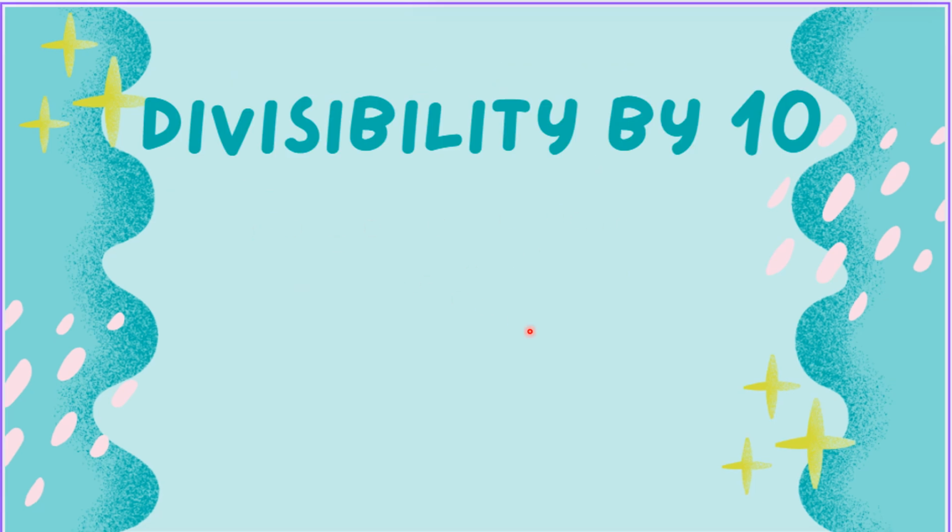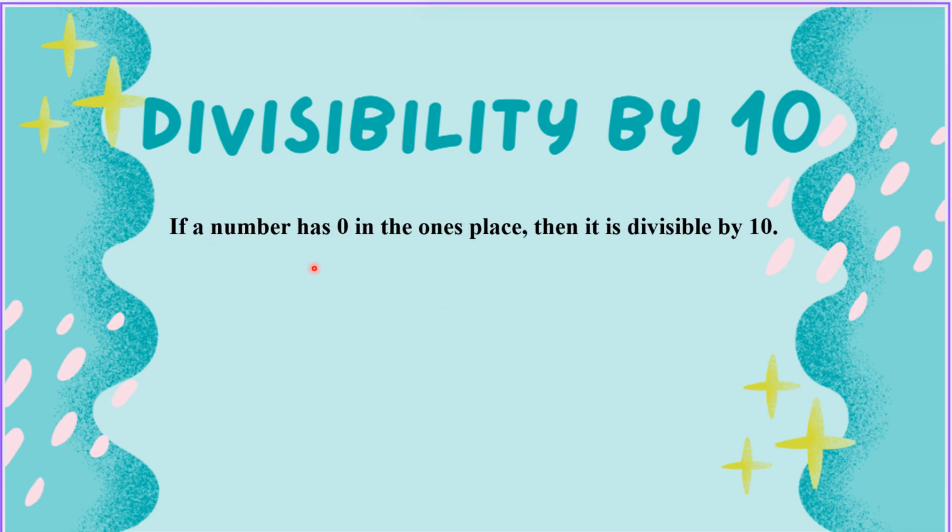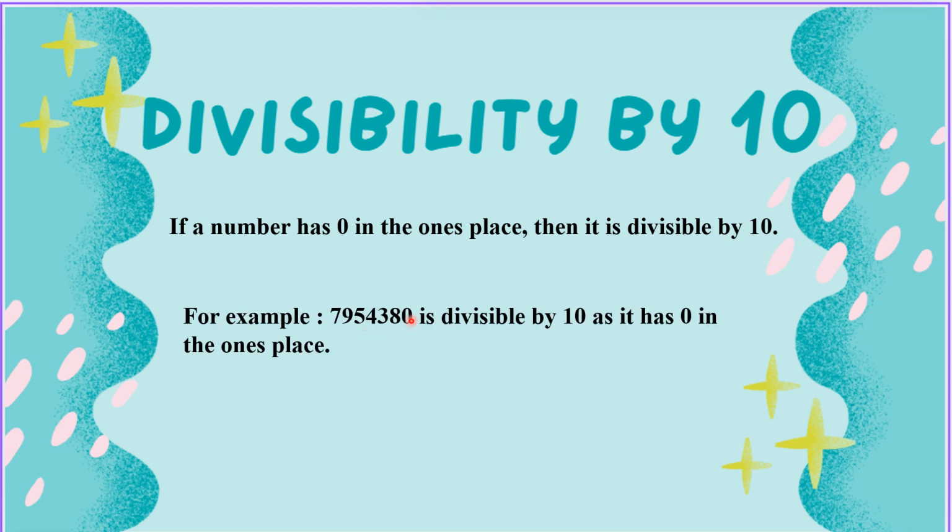Next is divisibility by 10. This is the simplest divisibility rule. Even grade 2 and 3 children will also tell. So, if a number has 0 in the ones place, then we can say the number is divisible by 10. So, this is the example. 0 is there in the unit place. I can say this number is divisible by 10.